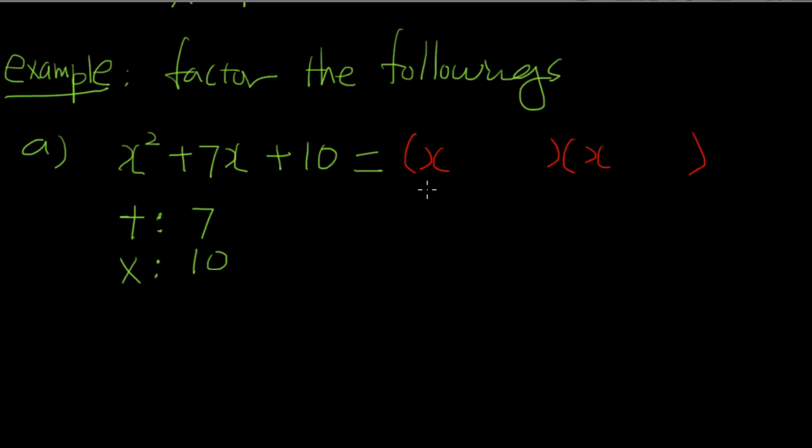So let me give you a little bit of time to think about it. What would be these two numbers that when I add, it's gotta be 7, and when I multiply, it's gotta be 10? What are those two numbers? If you need more time, you can pause this video until you find your answer. So it's gotta be 2 and 5, right? Multiply to 10, add to 7. Well, that's our answer, plus 2 plus 5.